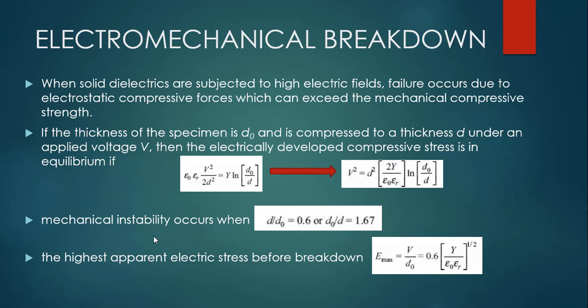The mechanical instability occurs when this d by d0 is of the value 0.6, or in the inverse, it is 1.67. So the highest apparent electric stress of breakdown is given by this expression. These are experimental expressions, you just need to remember these.